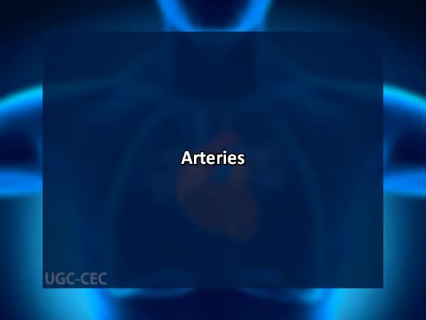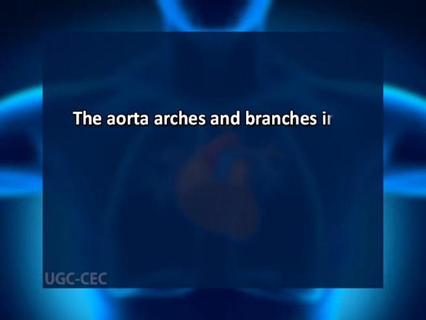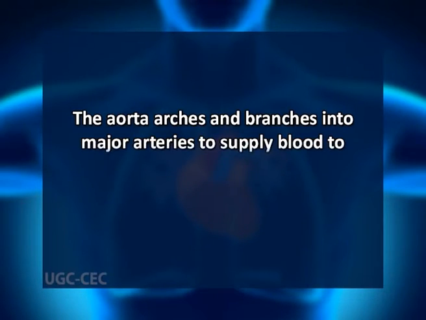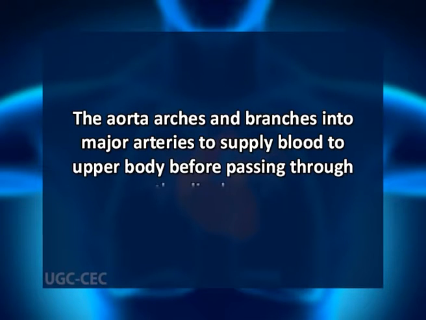Arteries. Oxygenated blood enters the systemic circulation when leaving the left ventricle. The first part of the systemic circulation is the aorta, a massive and thick-walled artery. The aorta arches and branches into major arteries to supply blood to the upper body before passing through the diaphragm. It then branches further into arteries which supply the lower parts of the body.